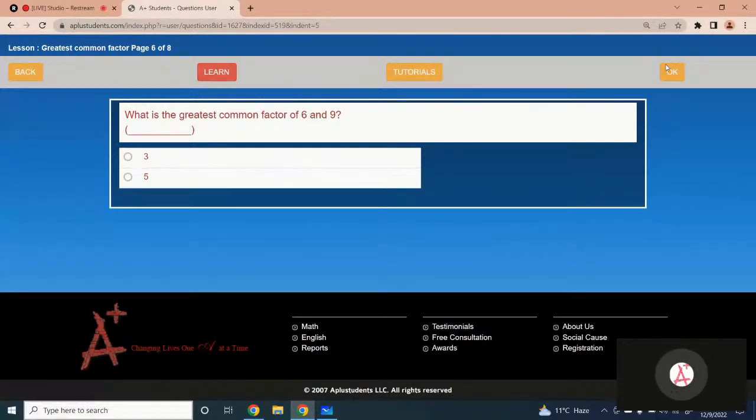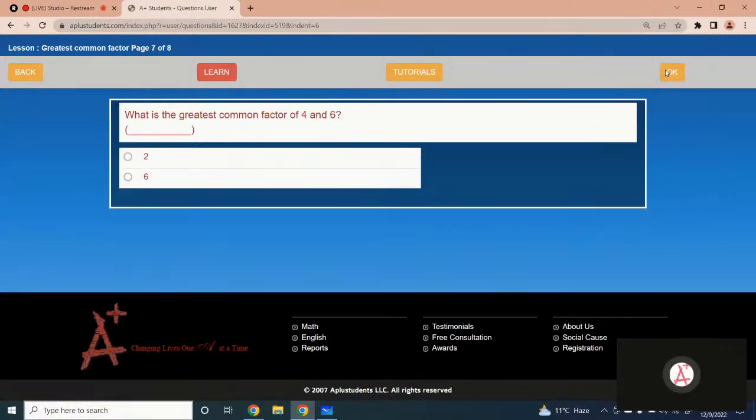Both 6 and 9 are in the table of 3, isn't it? 3 times 2 is 6 and 3 times 3 is 9. Got it? So it would be 3. Very good. Just select the correct option, then click on the OK button.